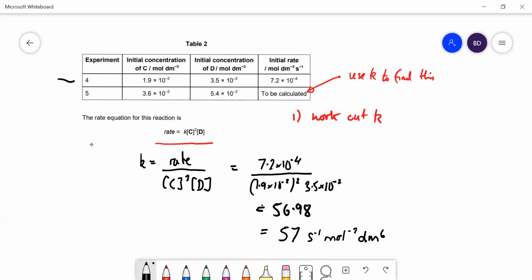And then to work out the initial rate, I'm not going to do it. You can do it if you like, but all you've got to do is put your numbers in. So into this equation here, using the values for experiment 5, and you know the value for k because you've just worked that out. Okay, so those sort of questions are not that difficult really.